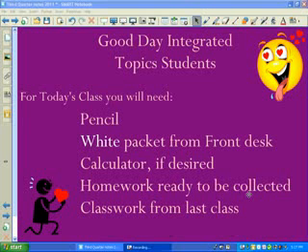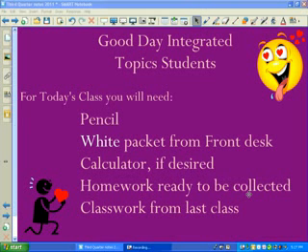Today, integrated topic students, for today's class, they're going to need a pencil, the white packet, which I'm going to use for an activity, calculators if you so desire, homework ready to be collected. We're doing that right from the beginning, and the classwork from last class.